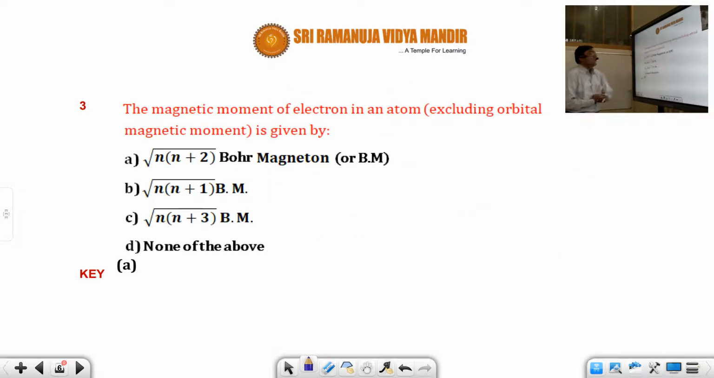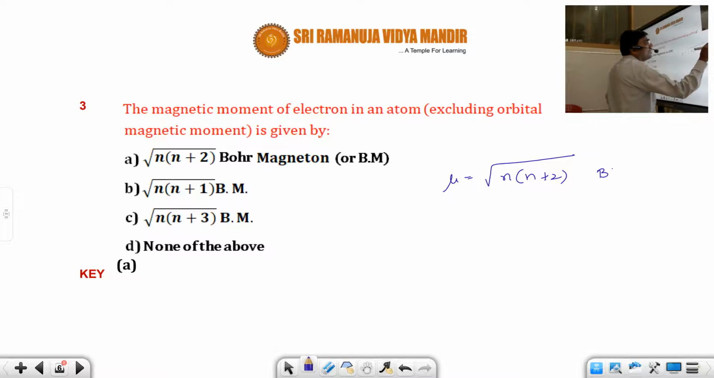Now, for example, if you want to find the magnetic moment for any electron or any element, the formula is mu is equal to root over n into n plus 2. This is in BM. BM is called Bohr magneton.